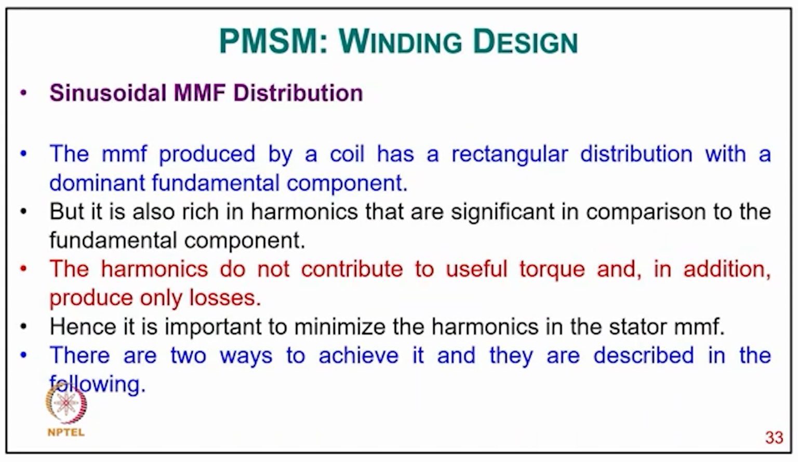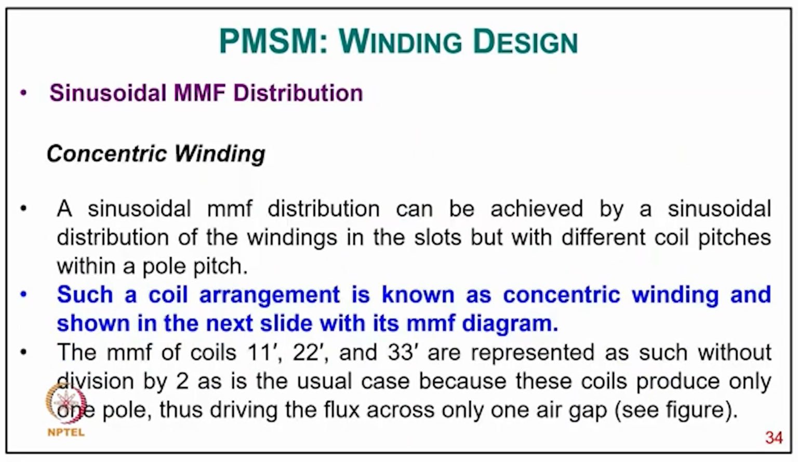Now coming to sinusoidal flux MMF distribution. The MMF produced by a coil has a rectangular distribution with a dominant fundamental component, but it is also rich in harmonics that are significant in comparison to the fundamental component, and the harmonics do not contribute to the useful torque and in addition produce only losses. Hence, it is important to minimize the harmonics in the stator MMF. So there are two ways to achieve it, and they are described in the following.